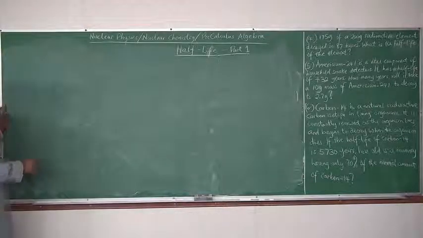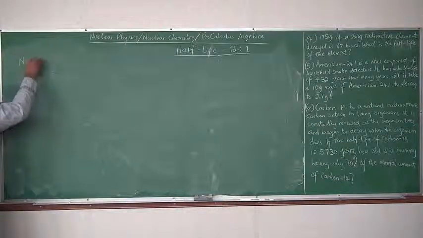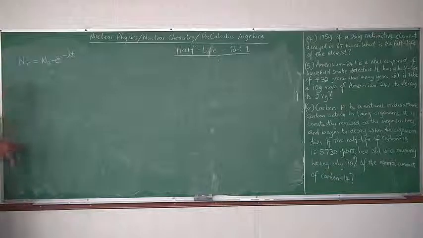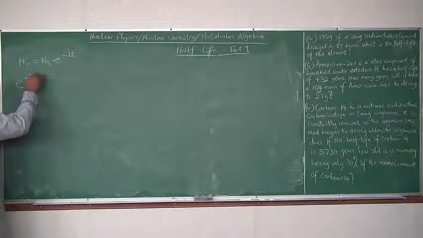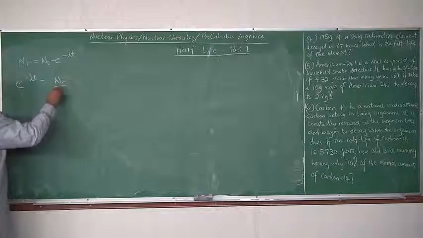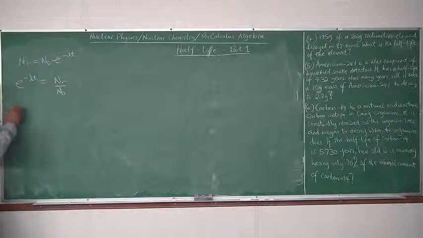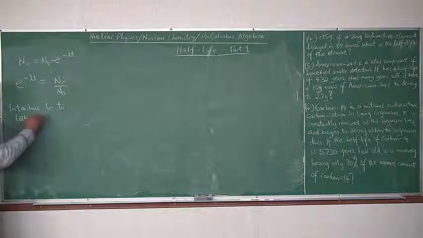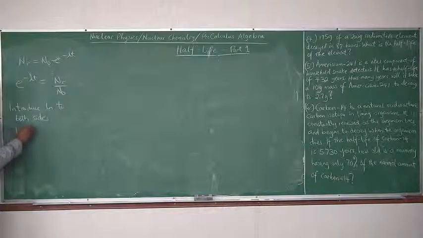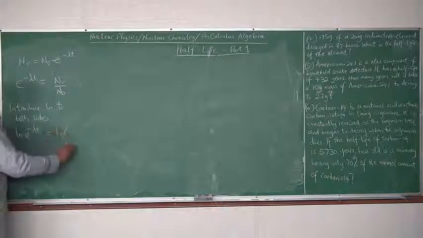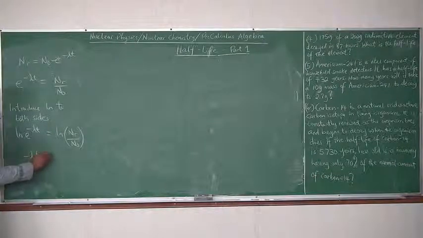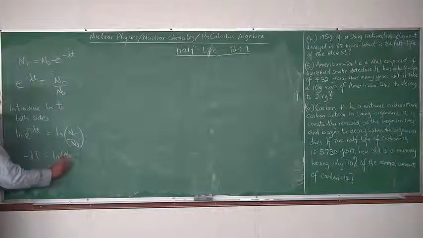If I use the other formula, I have that N_R is N_0 e^(-lambda t). Let's find our t. e^(-lambda t) is N_R over N_0. Introduce ln to both sides. I have that ln of e^(-lambda t) is equal to ln of N_R over N_0. So negative lambda t is ln of N_R over N_0.